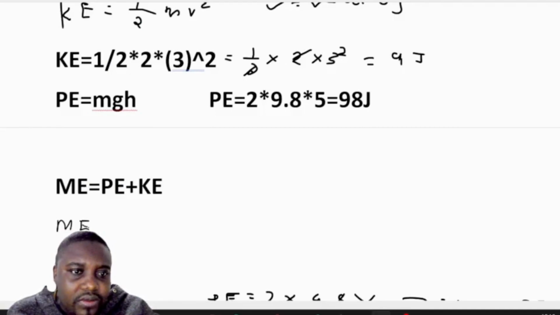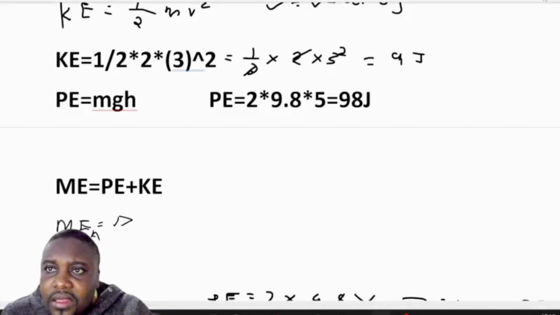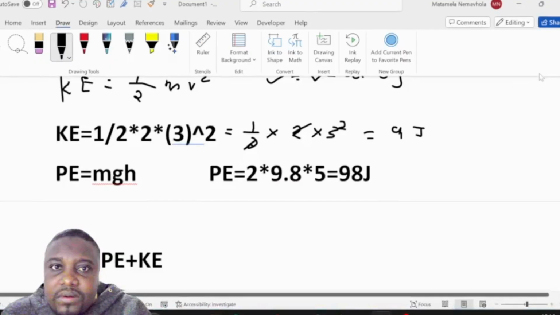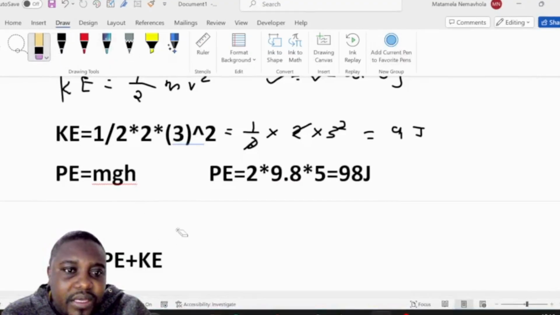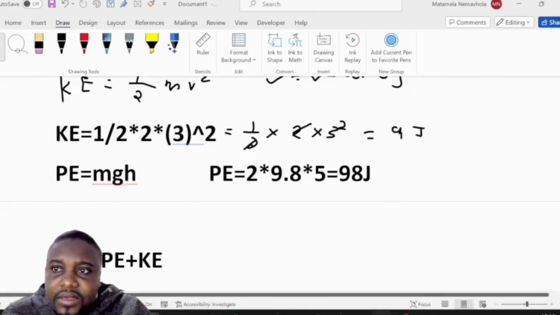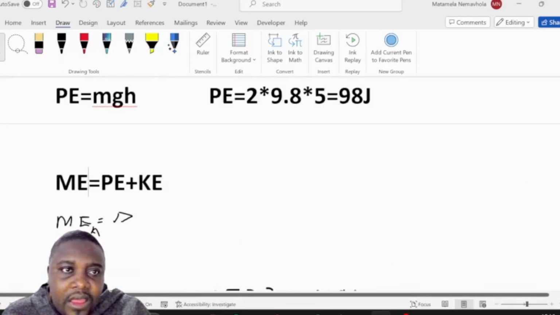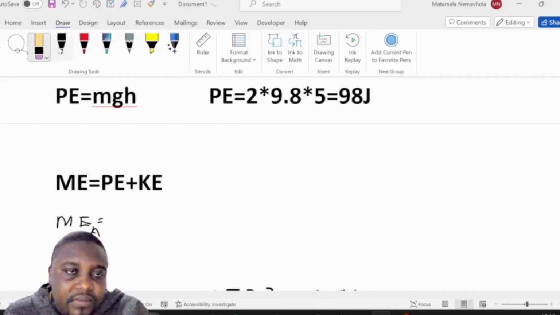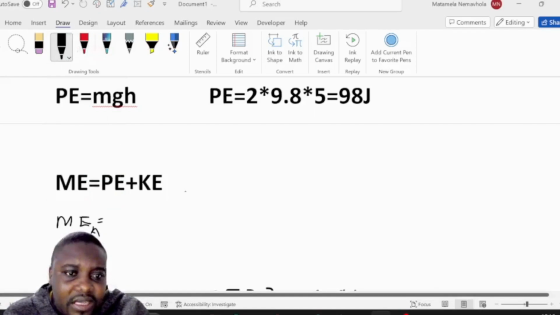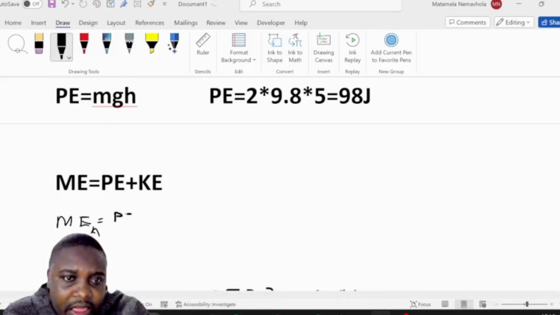So ME at A is going to be equal to PE at A plus KE at A. I wanted it to be nicer, so let's try ME at A equals PE at A plus KE at A. So this is how you can write it.